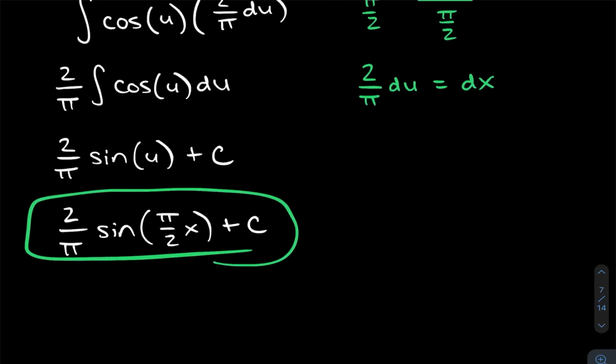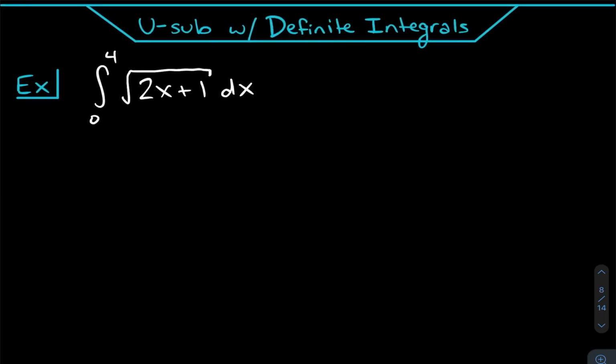You might not think anything of it right now. Like this isn't that bad. But when you get into some Calc 2 stuff, it's going to be so disgusting to try to plug that back in at the end when you start dealing with trig integrals and don't take me back. Anyways, here we have a u-substitution problem, but now we're dealing with a definite integral. And so how does that change?